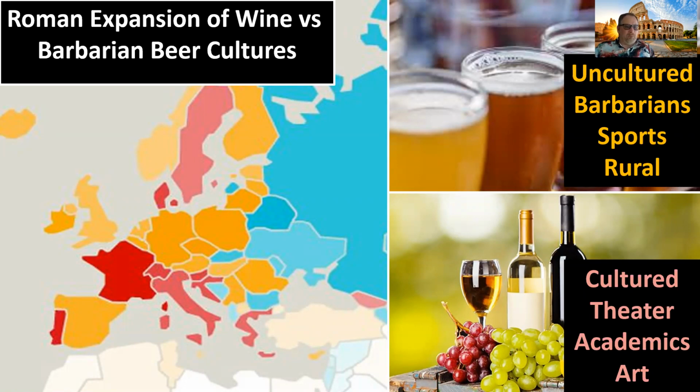As you look at it, the pinkish color on the left, those are the individuals that early on are dominated by Rome. And note, the more dominated by Rome an area is, the more pink that area becomes, the more it becomes a wine culture.